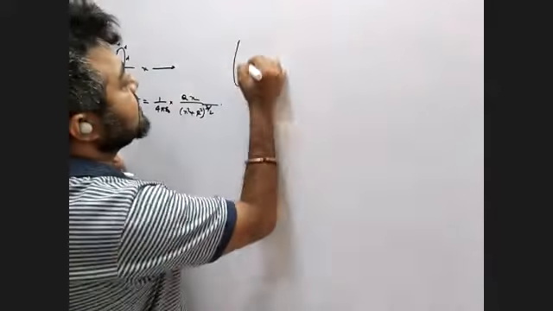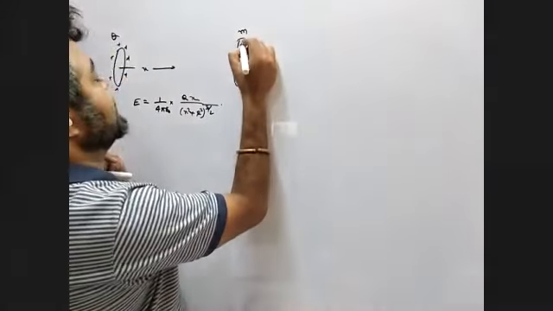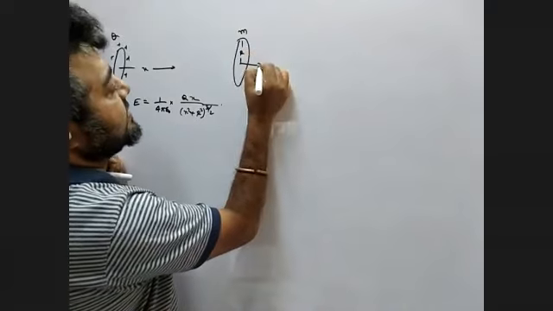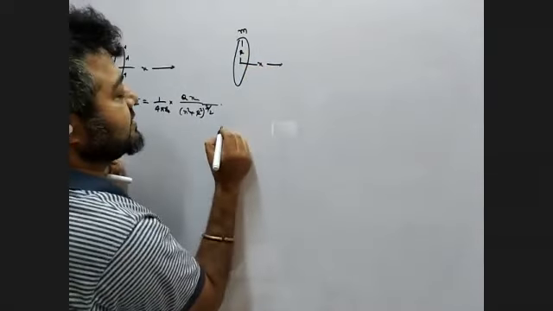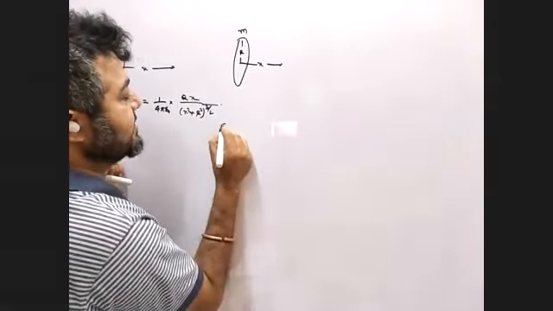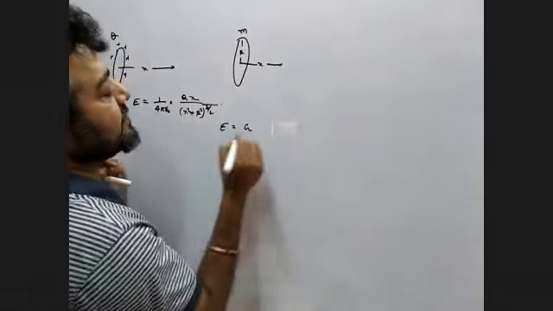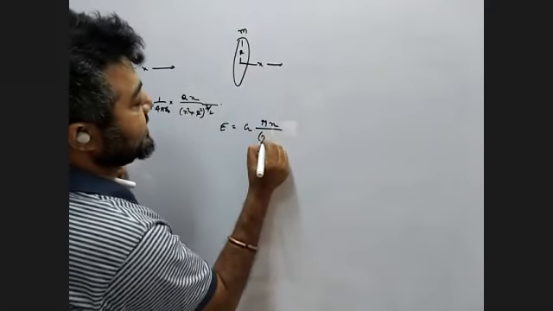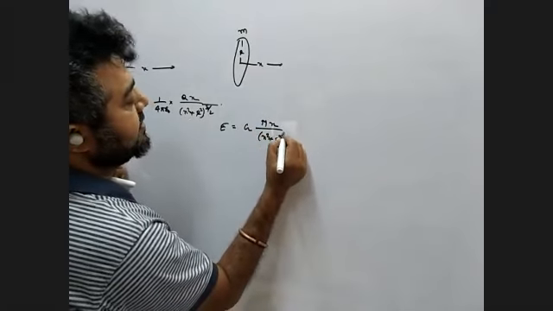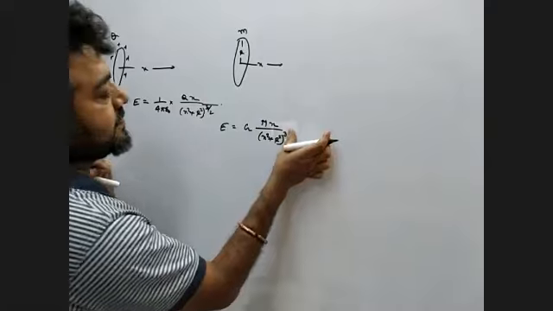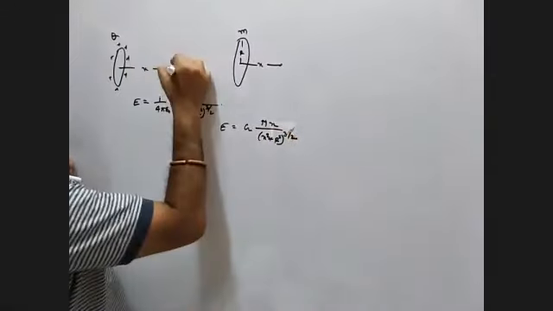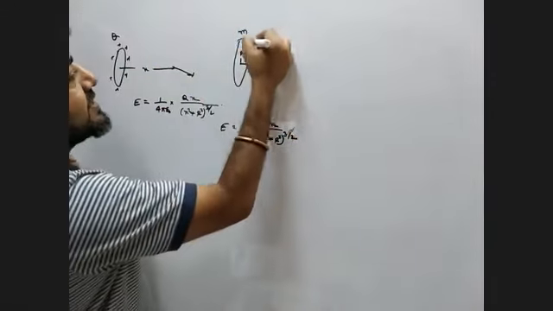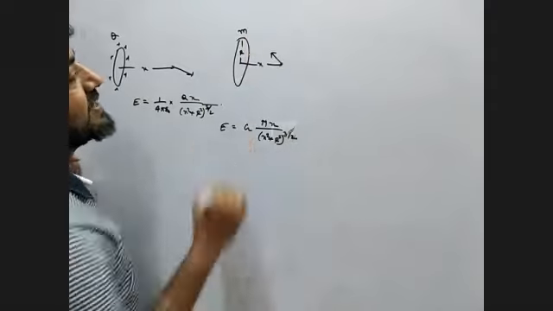Is it clear, everyone? Yes, sir. If you just imagine a mass whose radius is r at a distance x, then the gravitational field is g. In place of q, you can use mass, the rest is exactly the same. If it is plus charge, the electric field is away. If it is mass, then the gravitational field is towards.